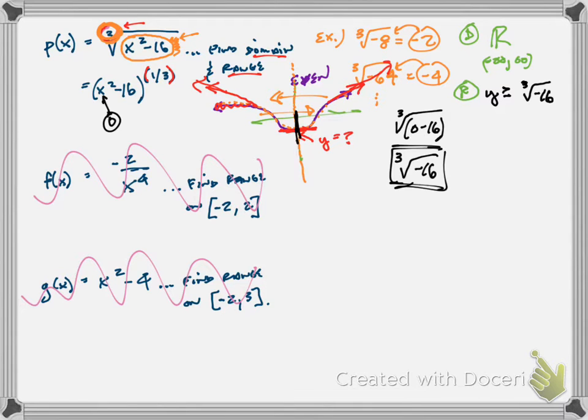Another way to write that would be cubed root of negative 16 up to infinity, bracket, because we're including it, parenthesis, because we don't include that.